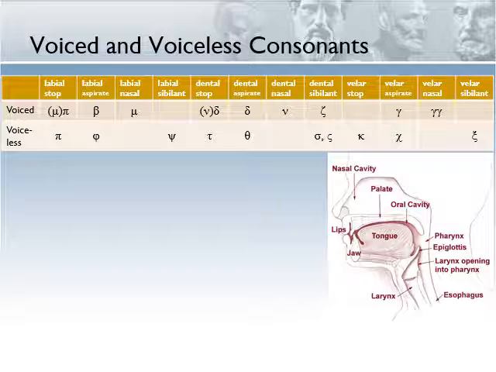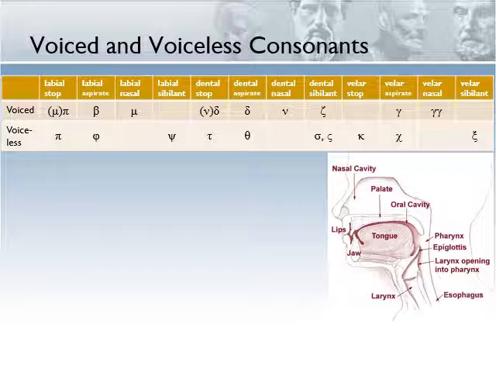Feel a vibration. Dental aspirate actually is more accurately what delta is. Under the dental stop, you'll notice we have nu, delta. And we will take a look at this. When nu is combined with a delta, it actually makes the sound of the English D. So if you make the sound of the English D, d, once again, that is voiced.